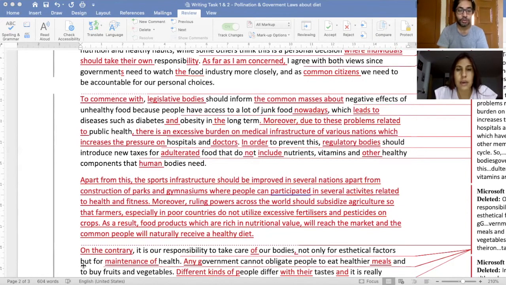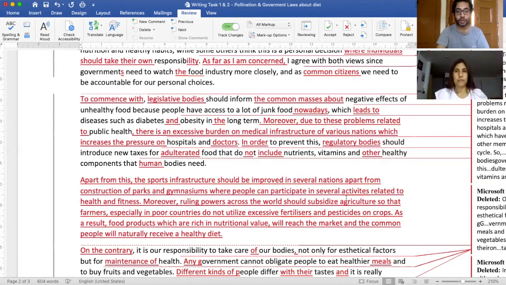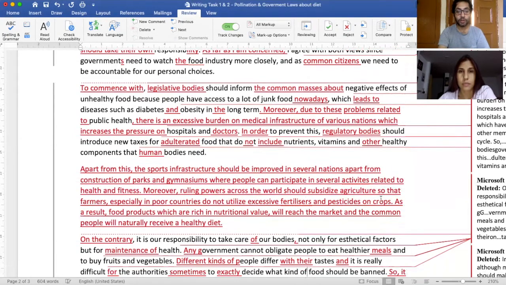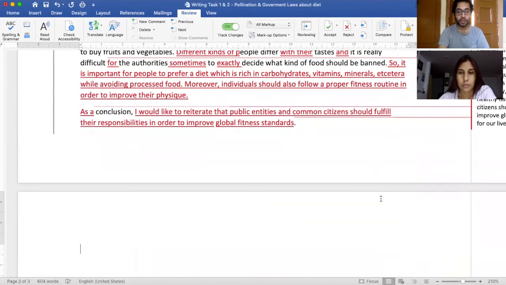If you go through this in one place, vitamins, minerals, these things you could have used here, and in other essays related to food. But sports infrastructure is very important. Ruling powers, public entities, legislative bodies. All these are your synonyms for governments, authorities.